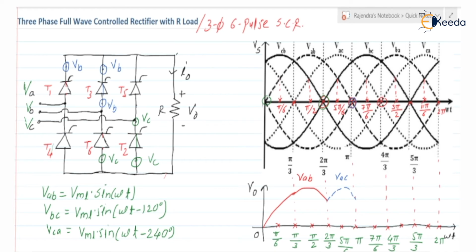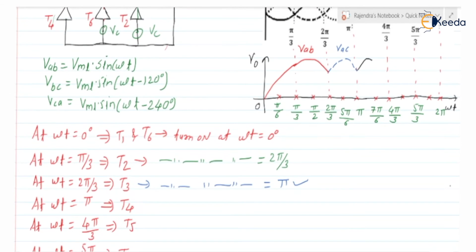So when T2 and T3 are in the on state, the current will be flowing from VB through T3, the load, T2 and again back to VC. So the voltage appearing across the load is VB minus VC, that is VBC. So in the output we will be getting VBC.